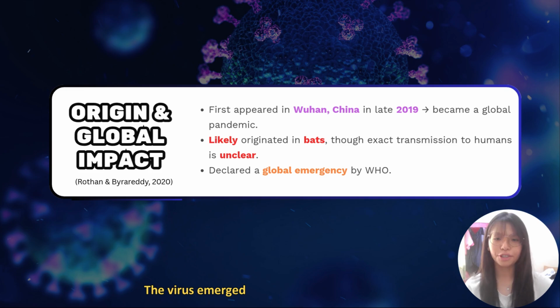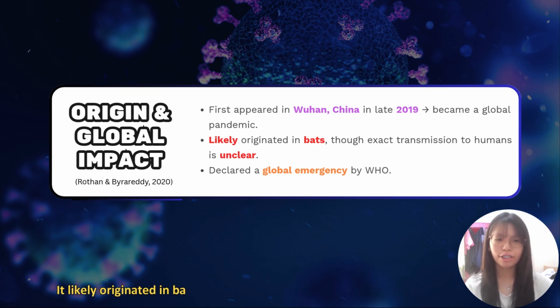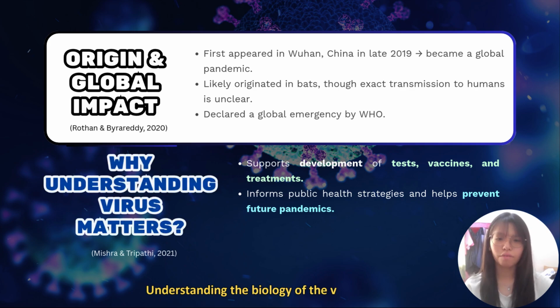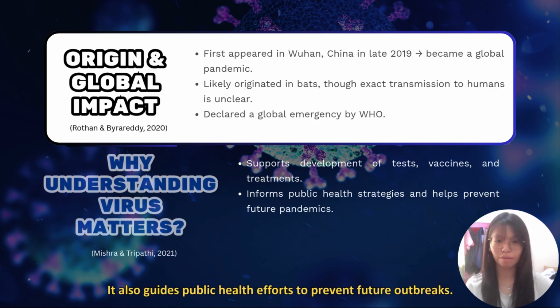The virus emerged in Wuhan, China in late 2019. It rapidly spread worldwide, causing global disruption and prompting WHO to declare a global emergency. It likely originated in bats, but the exact transmission to humans remains unclear. Understanding the biology of the virus is critical. It helps in creating accurate tests, effective treatment, and vaccines. It also guides public health efforts to prevent future outbreaks.